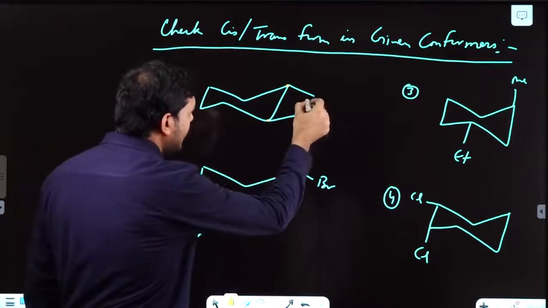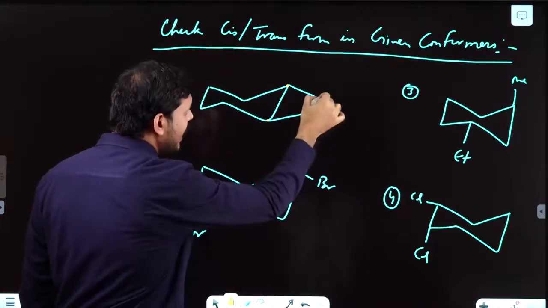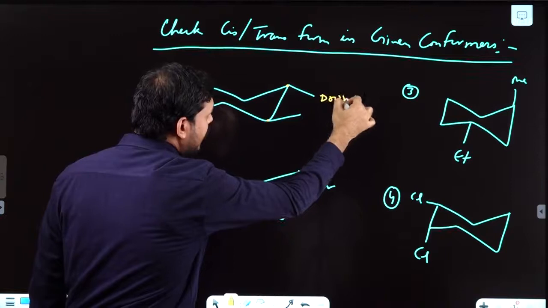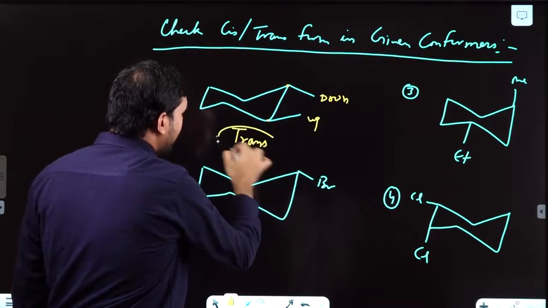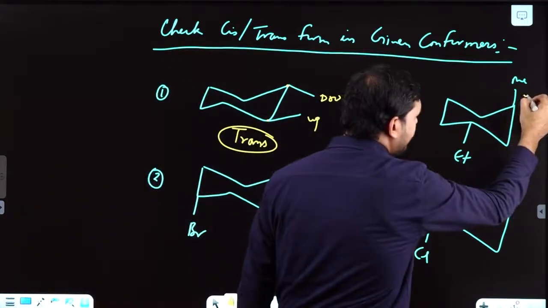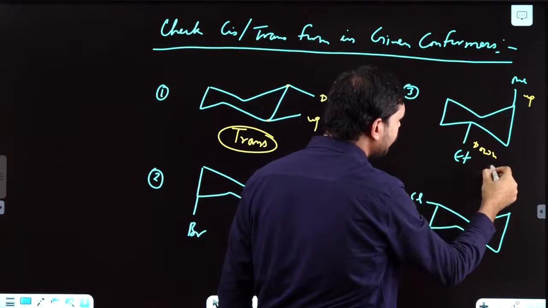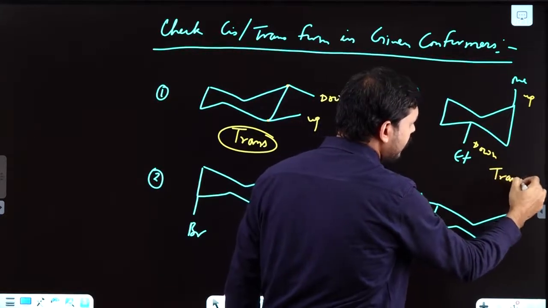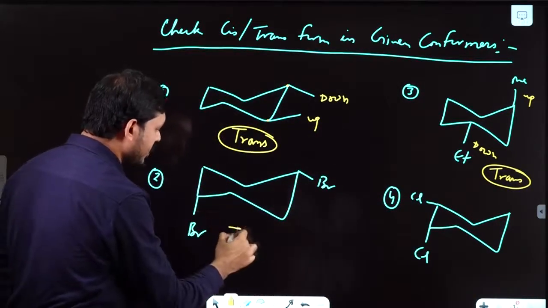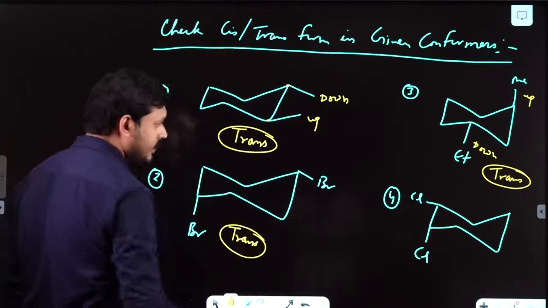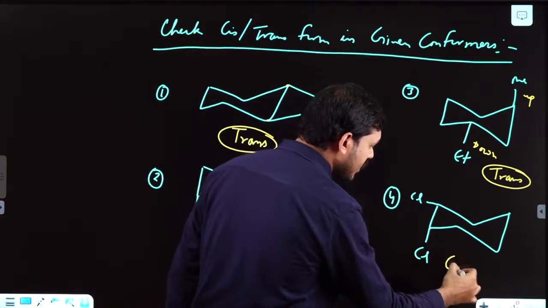So simply you can think here, it is down and it is, don't take it as deuterium, right? It is down and it is up, so this will be your trans. Now this is your up, this is your down, so this is your trans. Now check this one, this is down and this is also down, so this is your cis. This is down because upside will be this side, and this is down, so this is your cis form.